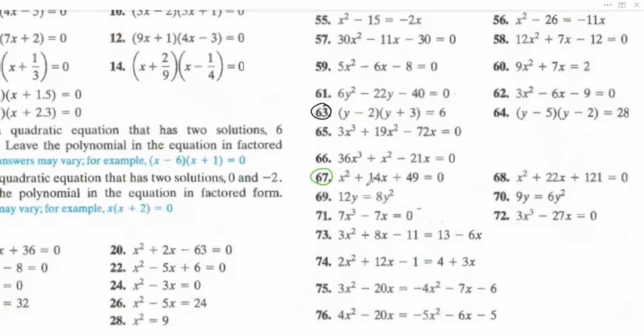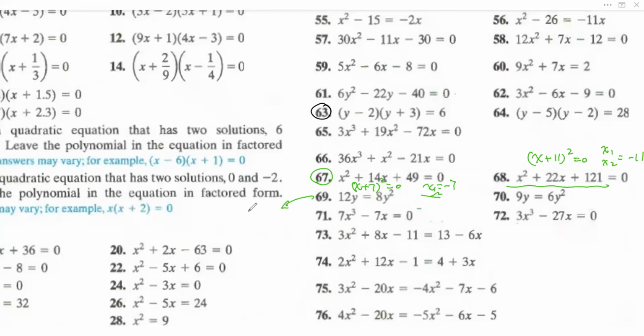67 is easy, right? So x plus 7 squared equals 0. So x equals -7. 1 and 2 actually have two of the same solution, right? Like this one, 68: x plus 11 squared equals 0. So x1 and x2 are both the same. Yeah, the solution is -11.